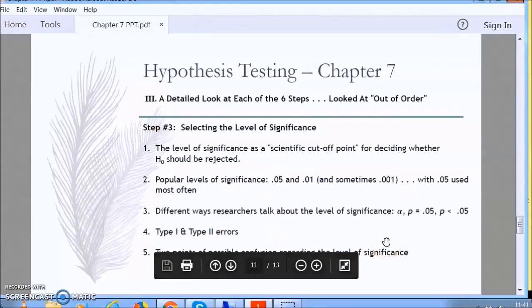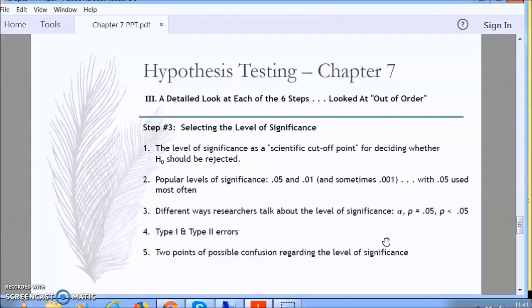The type 1 error is the mistake of rejecting the null hypothesis when the null hypothesis is actually true. So suppose you set your significance level to be very high. Instead of setting it at 0.05, I set it at 0.1 and I reject my null hypothesis even though it was correct. So I made the mistake of rejecting the null hypothesis when it was actually true. That is called the type 1 error.